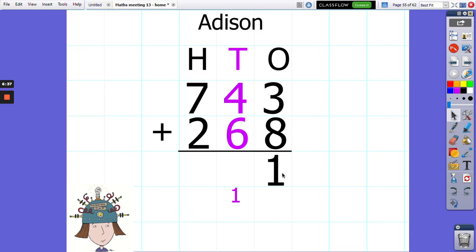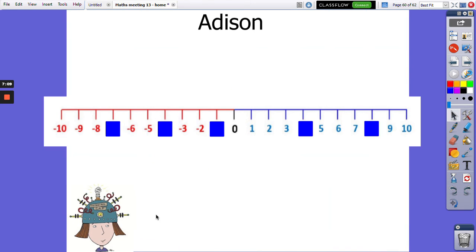So now we've got 4 plus 6 plus 1 in the tens column. 4 plus 6 plus 1 is 11. So that's 100 and 10. And lastly, we've got 700 plus 200 plus this 100 here. 700 plus 200 plus 100 is 1,000, which means that 743 plus 268 is 1,011. Well done if you got that one correct.